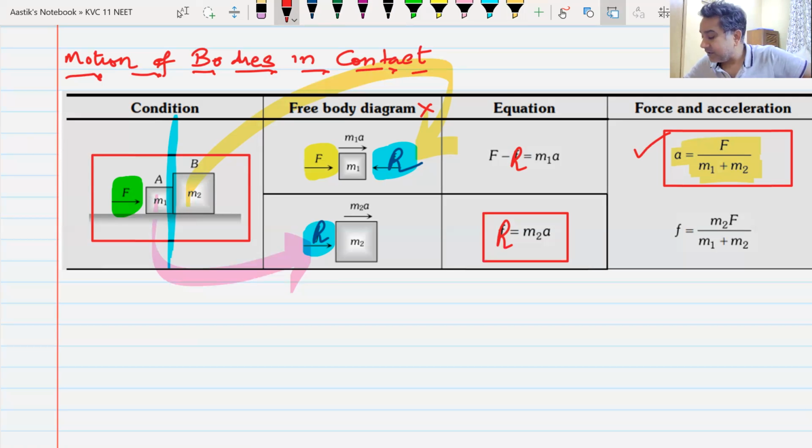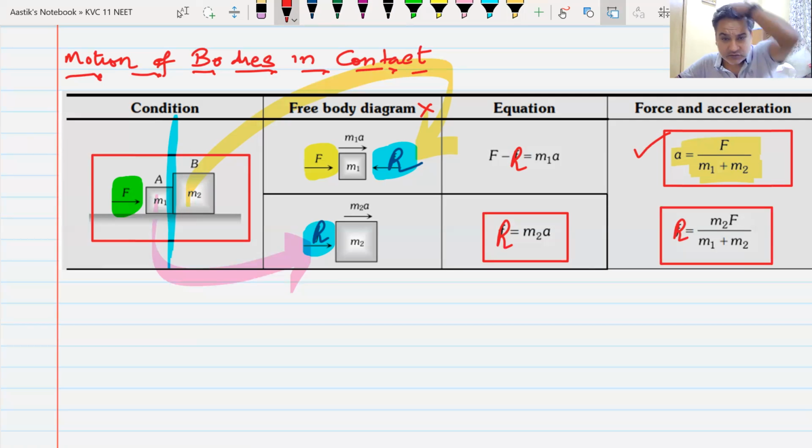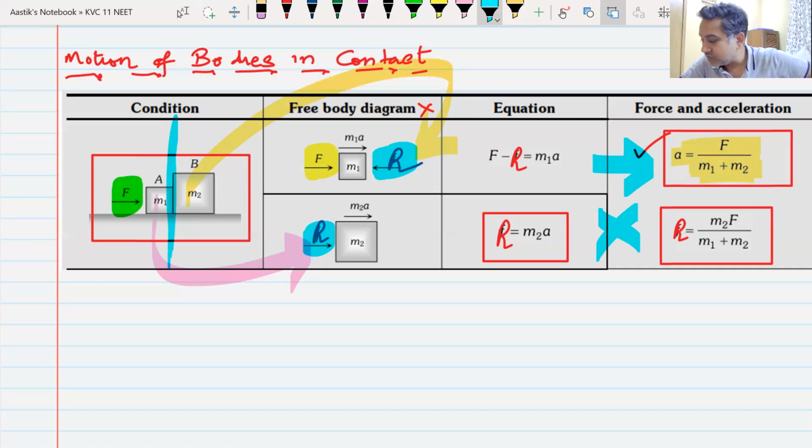So you can remember this R in this fashion: M2 into F divided by M1 plus M2. Why am I not asking you to draw the free body diagram? Because you may not get so much time to draw it, and in most cases this is not going to be asked from you. What they are going to concentrate on is the acceleration of these two systems. Do we understand this?